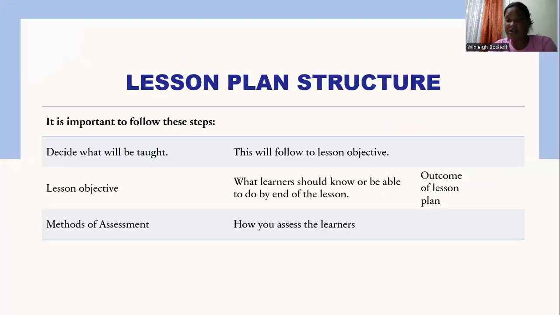The lesson plan structure. It is important for teachers to follow these steps for a lesson plan. First, decide what is going to be taught; this will lead to the lesson objective. The lesson objective is what the learner should know or be able to do by the end of the lesson. The topics for the lesson must be chosen. The objective is the outcome of the lesson plan.